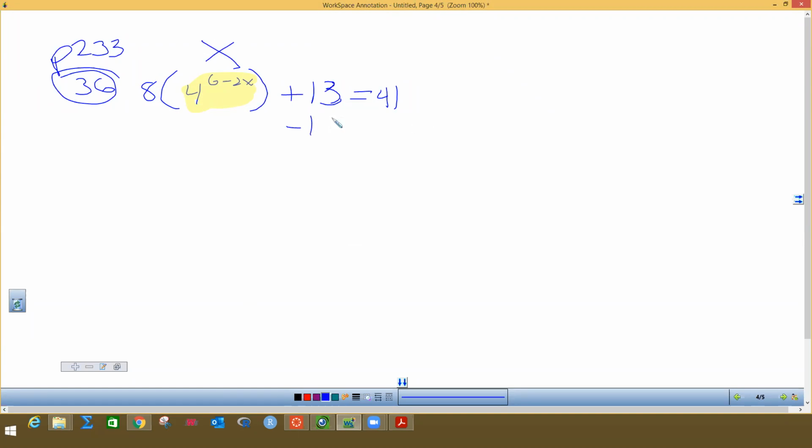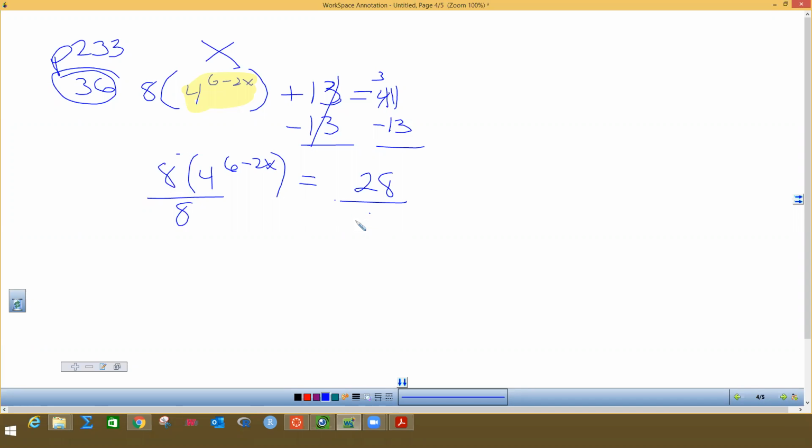So you got to get rid of the plus 13 first by subtracting 13 from both sides, and those go away. And let's see, we got 41 minus 13 is 28, and then over here we got 8 times 4 to the 6 minus 2x power. So we also need to get rid of this 8, so we have to divide both sides by 8, and we get 4 raised to the 6 minus 2x power equals 28/8.